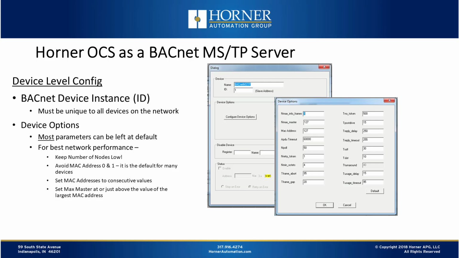And then there's a parameter called max master, which also can be adjusted, and if it is set at or just above the largest address of the device on the network, that will also help keep the token passing performance at an optimum. So those are just some hints for BACnet MSTP. But again, this is configuration on the device level. At the network level, we configured the baud rate. At the device level, we made some adjustments to some of these token passing parameters, set the MAC address, and set a unique device instance ID.